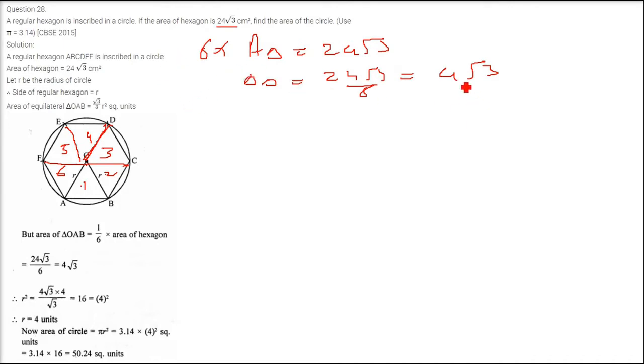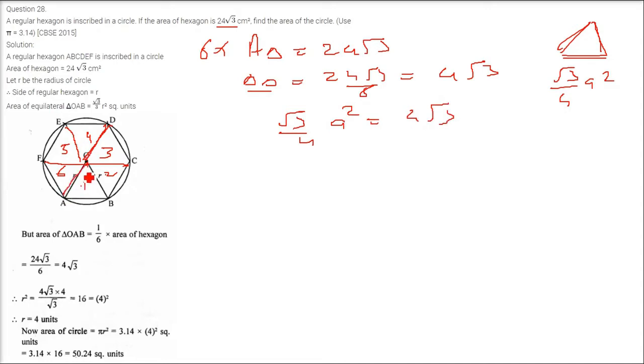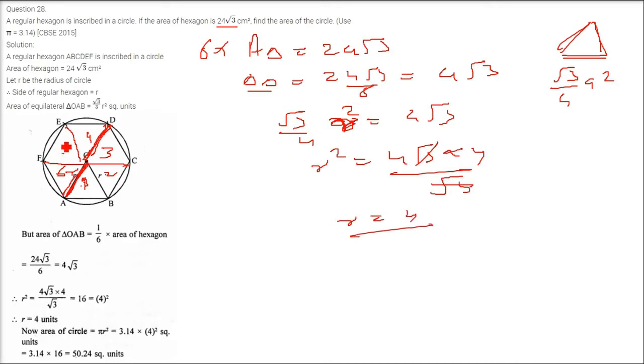Now, as I said, this triangle is an equilateral triangle. So in order to find out the side, we know that the area of the triangle is root 3 by 4 a square. But we have found that the area of the triangle is 4 root 3. So just equate it. Root 3 by 4 a square is equal to 4 root 3. But interestingly, this a is nothing but r. So radius and a, they both are the same. In this case, this is the radius, and this is the side of the triangle also. So we'll put r here. So r square will be 4 root 3 into 4 by root 3. Root 3 cancels, so r square is 16, and r will be equal to 4. So we got the radius.